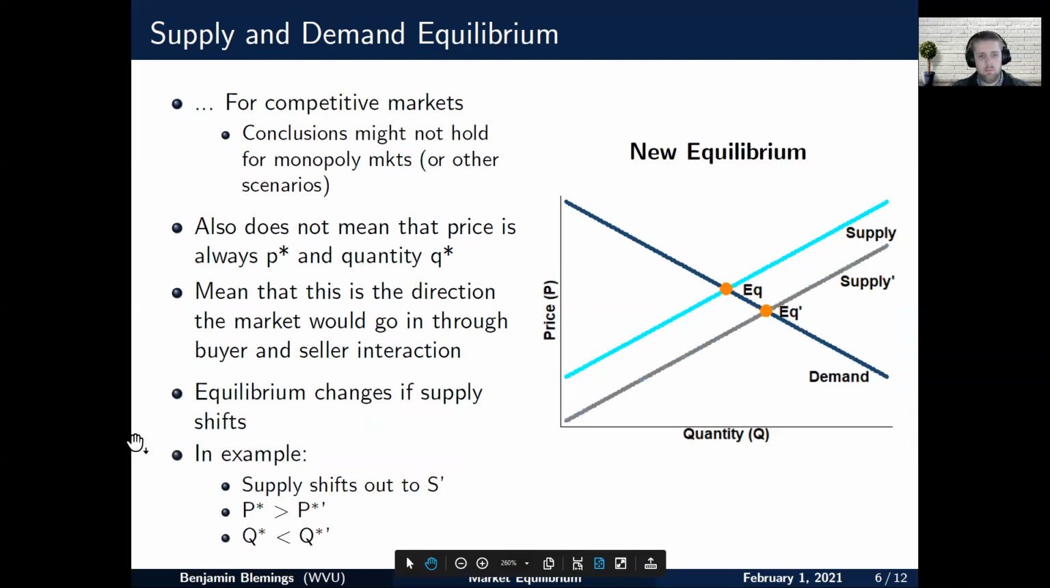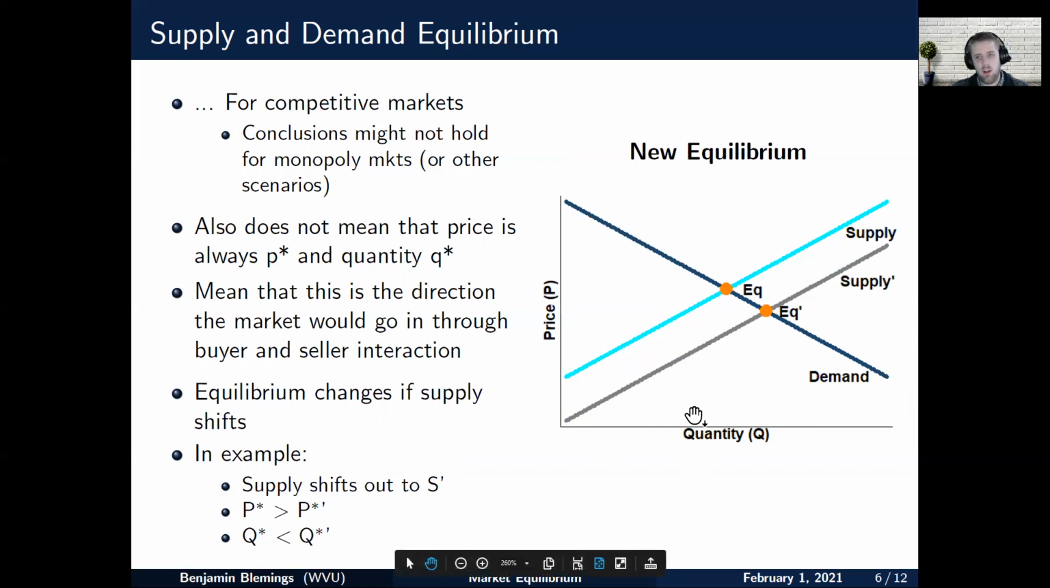So importantly, and I kind of started to show this with the fireworks tent example last week, if supplier demand changes, then the equilibrium will also change in the market. So in this example, we have supply shifting out to this supply prime, and the equilibrium changing to this equilibrium prime, the second orange dot.